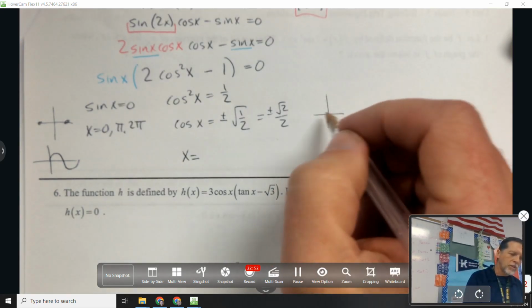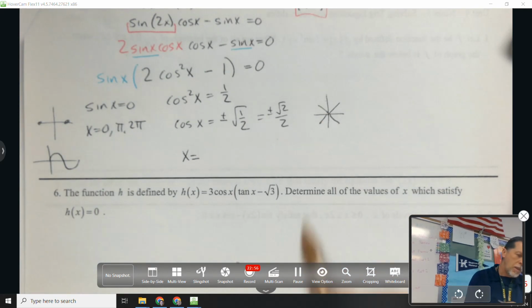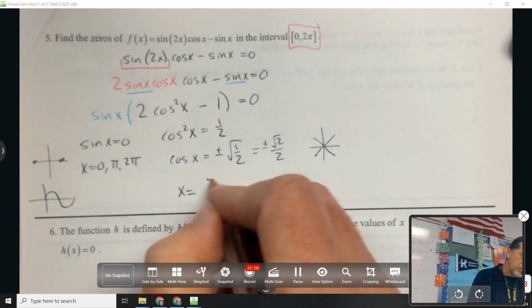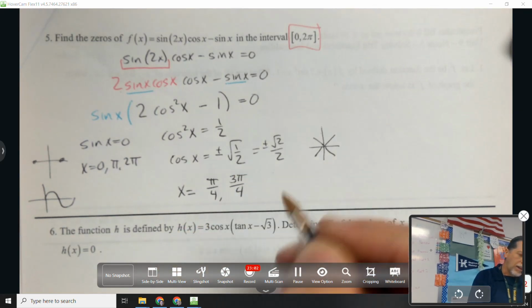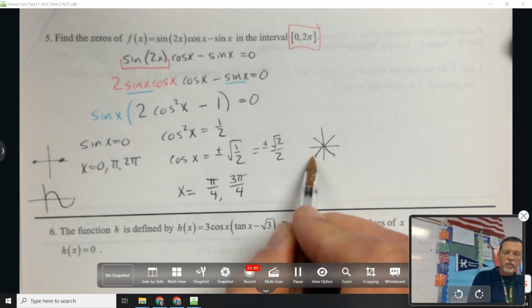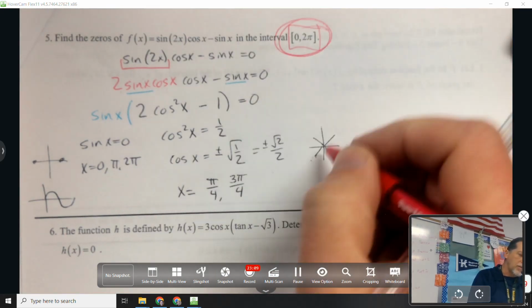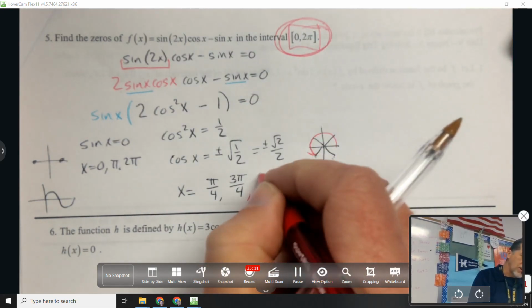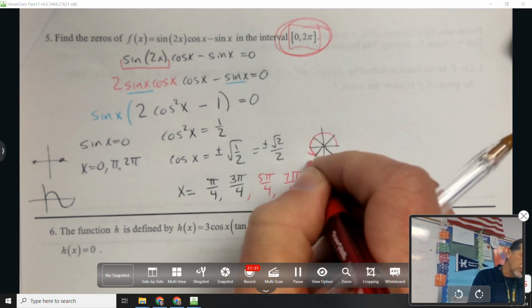The root 2 over 2s, that's the middle ones, so I just want all the over 4s. So pi over 4, 3 pi over 4. Yes, I do need to be careful about the second, or the third and fourth quadrants. I'm not going backwards to get there, I'm going forwards to get there. 5 pi over 4 and 7 pi over 4.